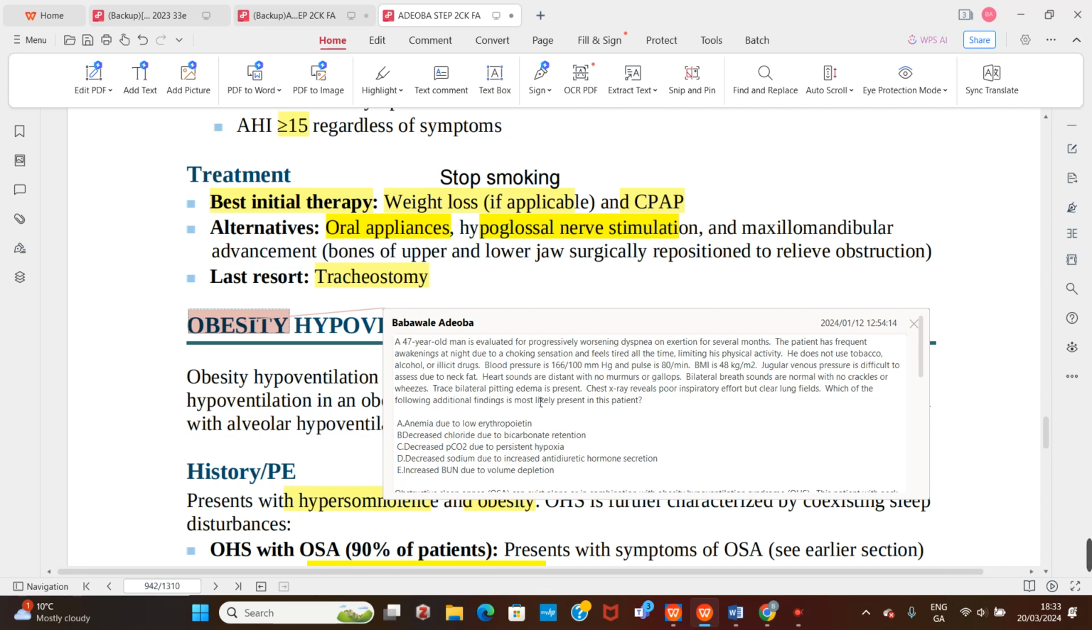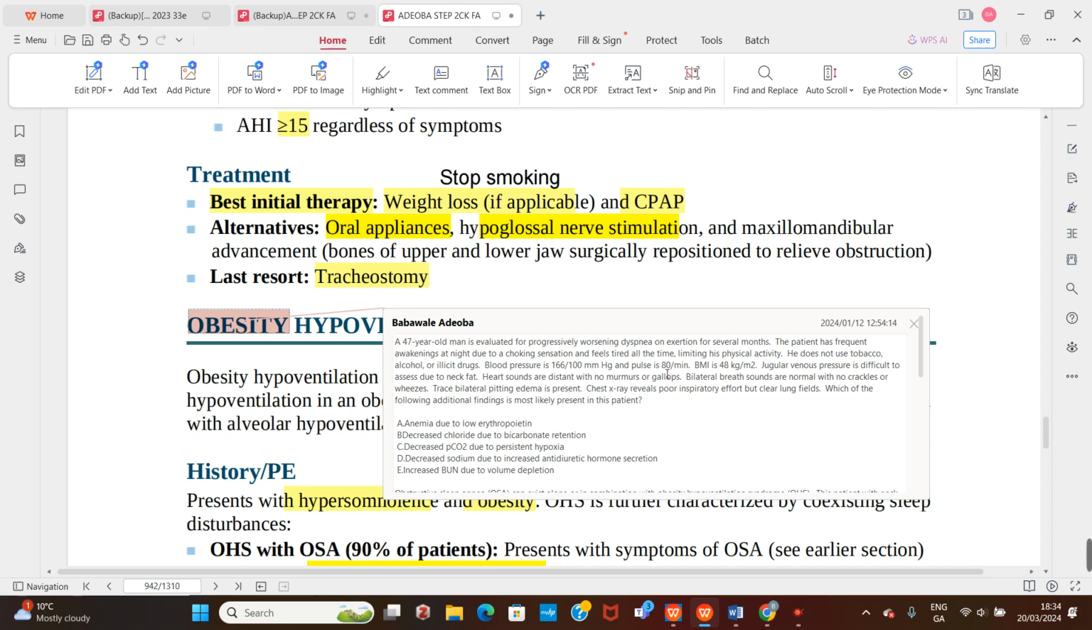The man has frequent awakenings at night due to a choking sensation and feels tired all the time, limiting his physical activity. He does not use tobacco, alcohol, or illicit drugs. The blood pressure is 160/100, pulse is 80. BMI is 48. Jugular venous pressure is difficult to assess due to neck fat. The heart sounds are distant with no murmurs or gallops.